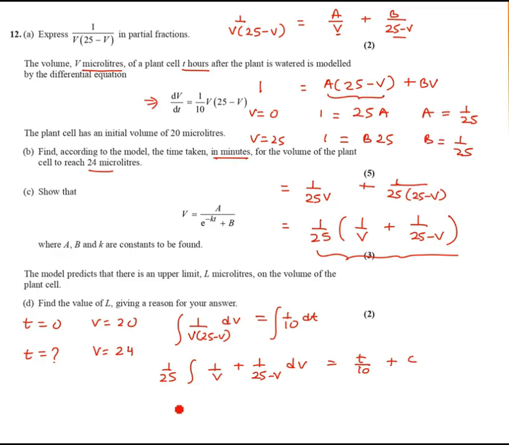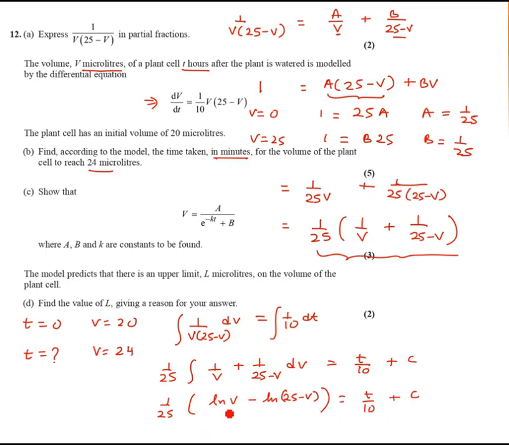Now this becomes 1 over 25 and 1 over v integration becomes ln v. We don't need to put modulus. When we are doing differential equations, we don't need to put the modulus sign here. And this becomes minus ln 25 minus v equals t over 10 plus c.